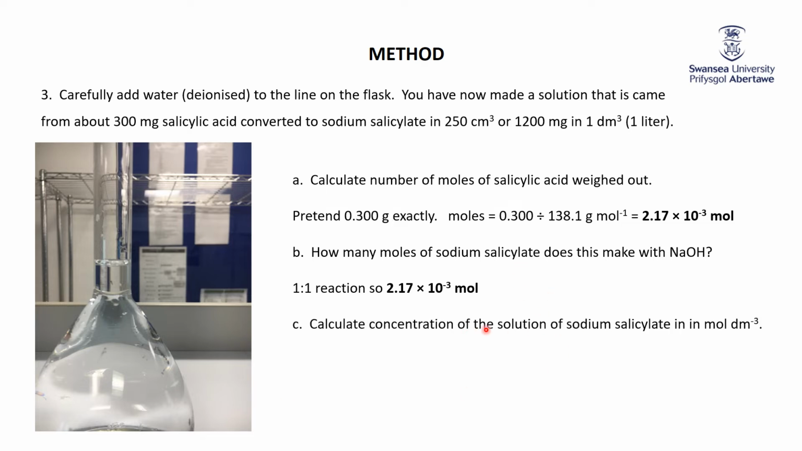Okay, and so what's the concentration of that sodium salicylate in moles per cubic decimeter? Well, it's equal to the 2.17 times 10 to the minus 3 moles of sodium salicylate that I've just determined was in there, divided by, well, it's 250 cubic centimeters, so 0.250 cubic decimeters. So the concentration of my solution, my stock solution as we call it, of sodium salicylate is 8.69 times 10 to the minus 3 moles per cubic decimeter. And we'll bring this number back in later on. Okay, so I'm starting with that concentration of my sodium salicylate.